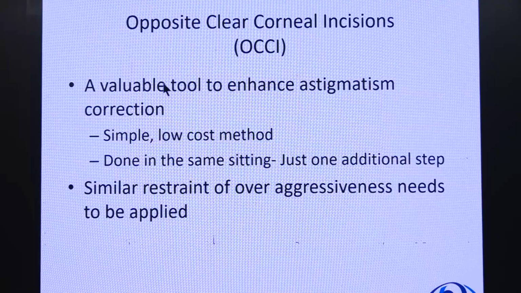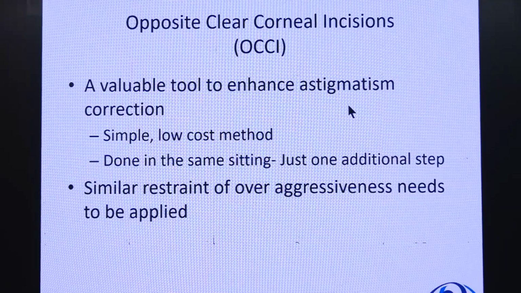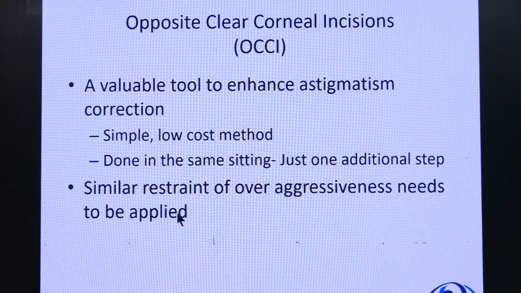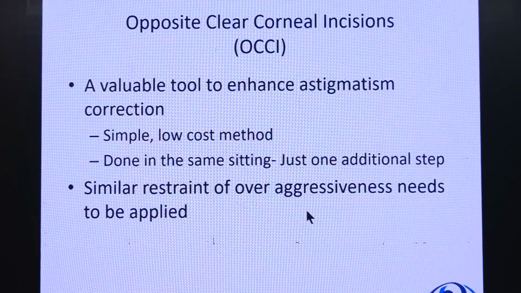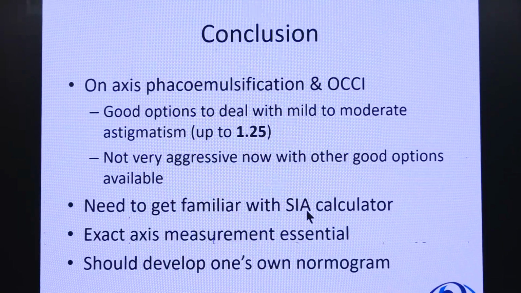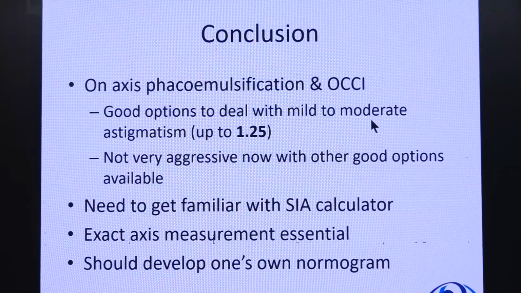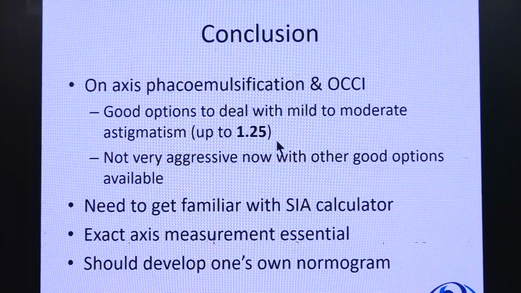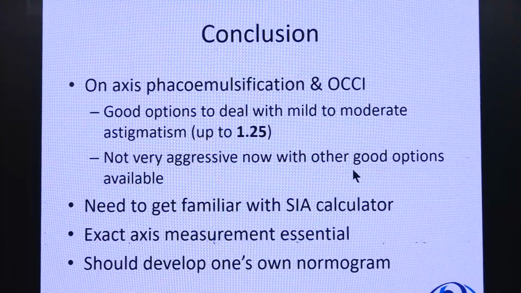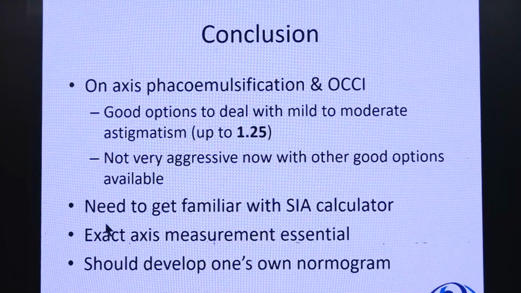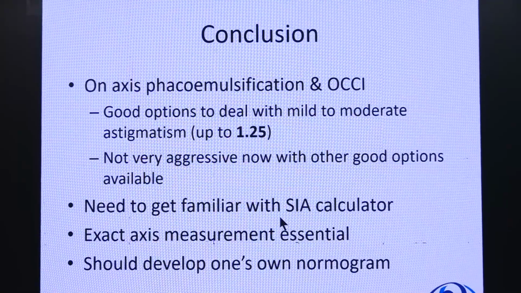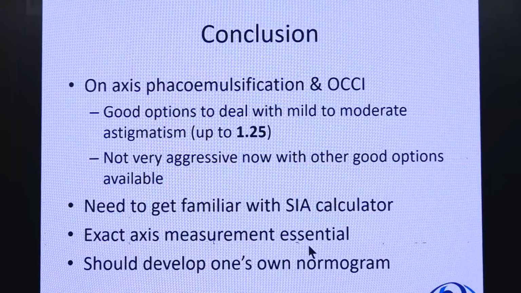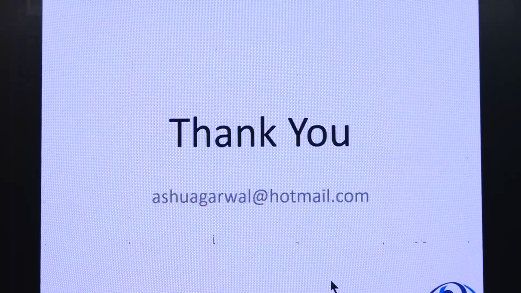Opposite clear corneal incisions, again a valuable tool to enhance astigmatism correction. A simple low-cost method done in the same sitting with just one additional step. However, a simple restraint of over-aggressiveness needs to be applied. In conclusion, on-axis phacoemulsification and OCCI are good options to deal with mild to moderate astigmatism up to 1.25 diopters. We are not very aggressive now with other good options available. We need to get familiar with the SIA calculator, and exact axis measurement is very essential, and we should develop one's own nomogram. Thank you for a patient hearing.